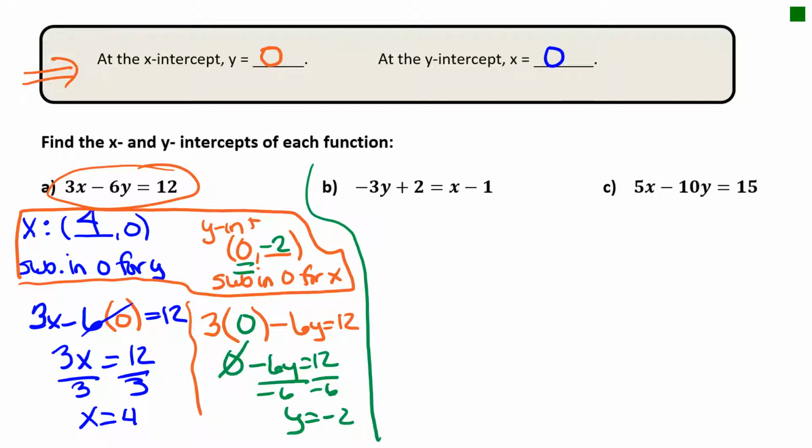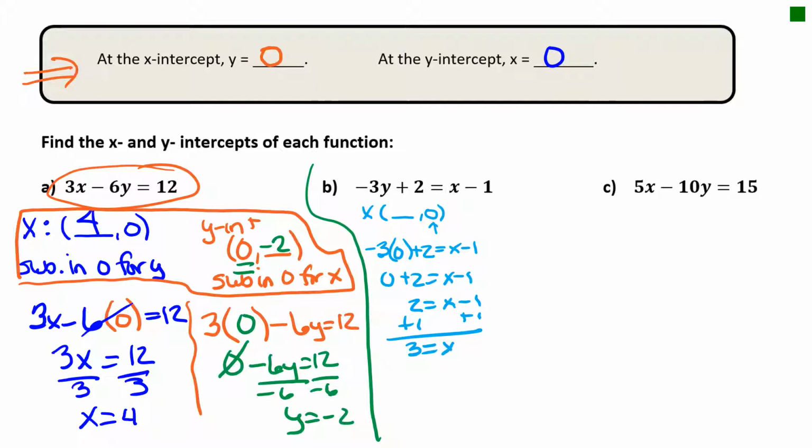So on this next one, for the x-intercept, remember it's something, 0. So I'm going to go negative 3y plus 2. No, no, no, you're not. You're going to substitute 0 in for y. So negative 3, what am I putting in for y? 0 plus 2 equals x minus 1. So 2 is x minus 1. Add the 1. You find out x is 3. There's your intercept.